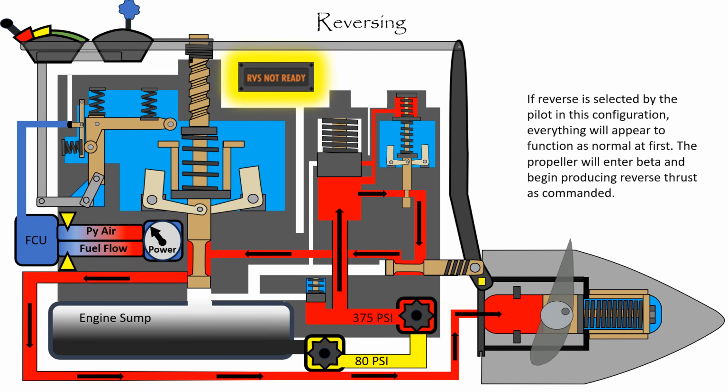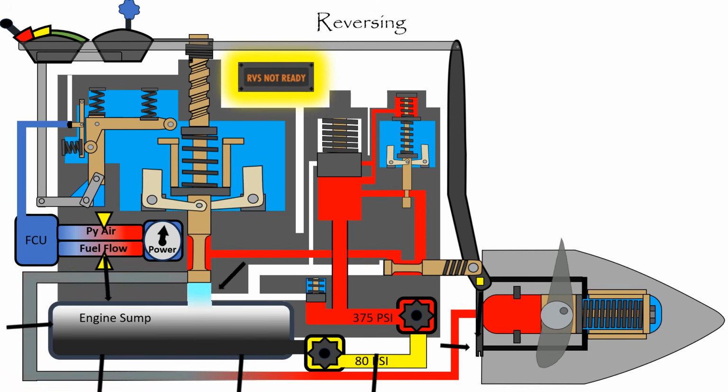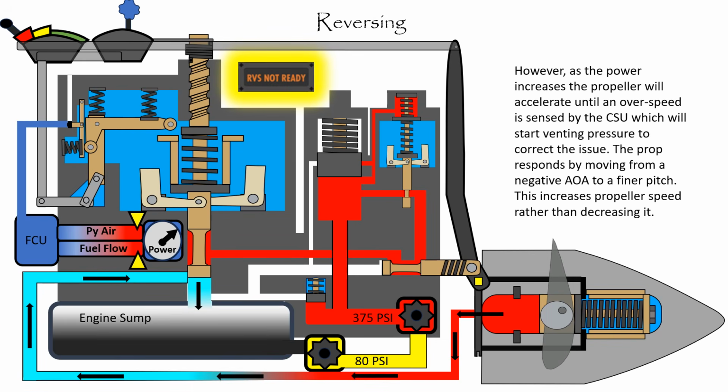If reverse is selected by the pilot in this configuration, everything will appear to function as normal at first. The propeller will enter beta and begin producing reverse thrust as commanded. However, as the power increases, the propeller will accelerate until an overspeed is sensed by the constant speed unit, which will start venting pressure to correct the issue. The prop responds by moving from a negative angle of attack to a finer pitch. This increases propeller speed rather than decreasing it.